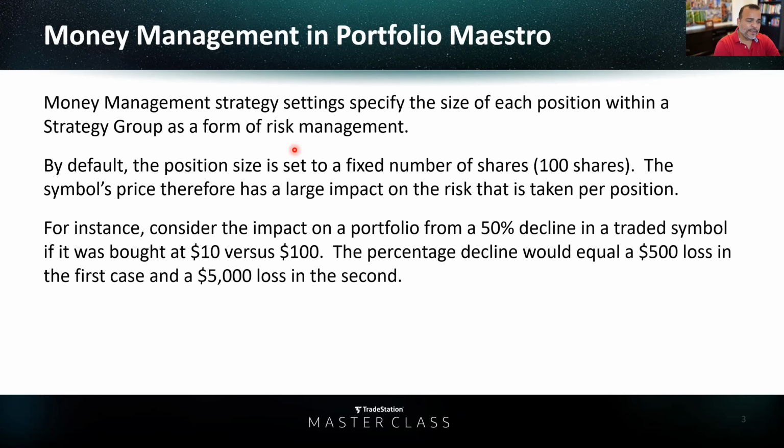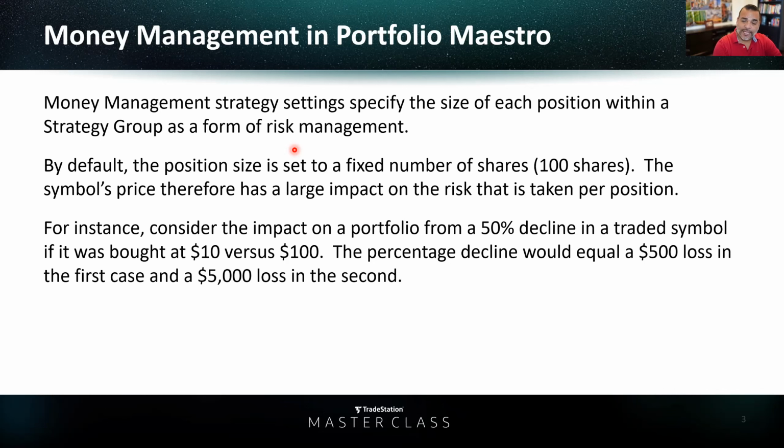Here's an example. Consider the impact on a portfolio from a 50% decline in a traded symbol if it was bought at $10. If you buy something at $10, let's say you buy 100 shares and it drops $5, if you multiply those $5 times the 100 shares, it gives you a loss of $500, right? But if you trade a symbol that is worth $100, the 50% drop represents $50 of that 100.